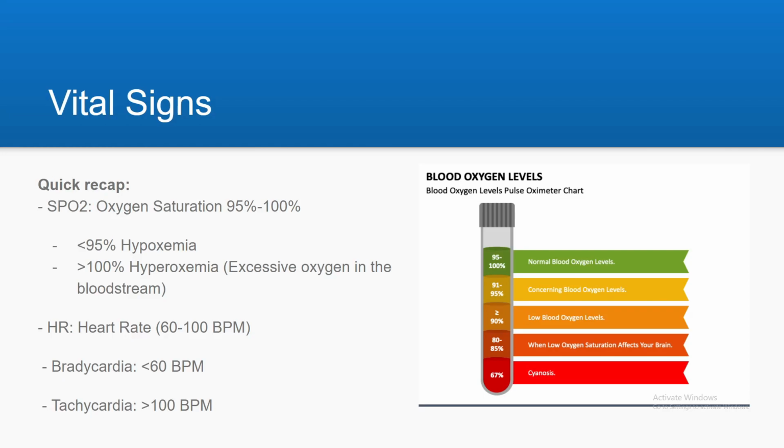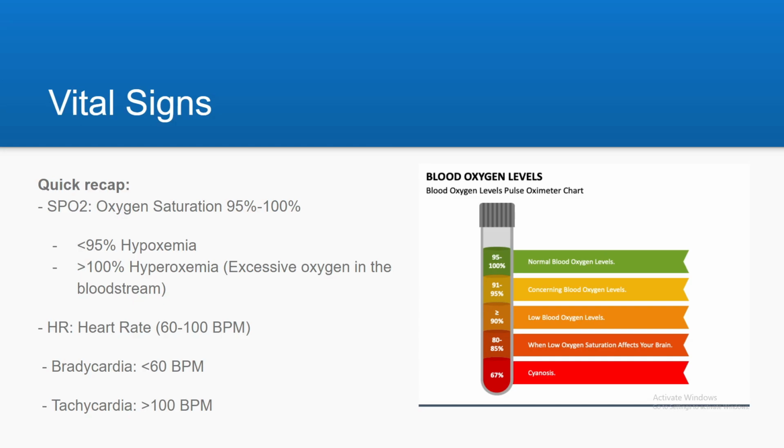So now moving on to oxygen saturation. The normal oxygen saturation is 95% to 100%. Patients who have a value of less than 95% are hypoxemic. Patients who have a value of greater than 100% have hyperoxemia, which is basically excessive oxygen in the bloodstream.